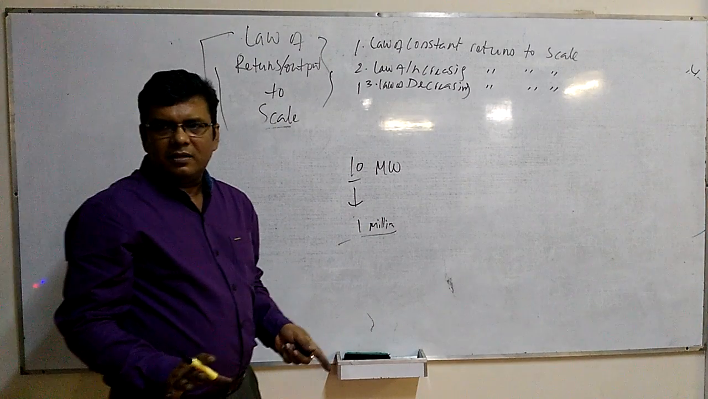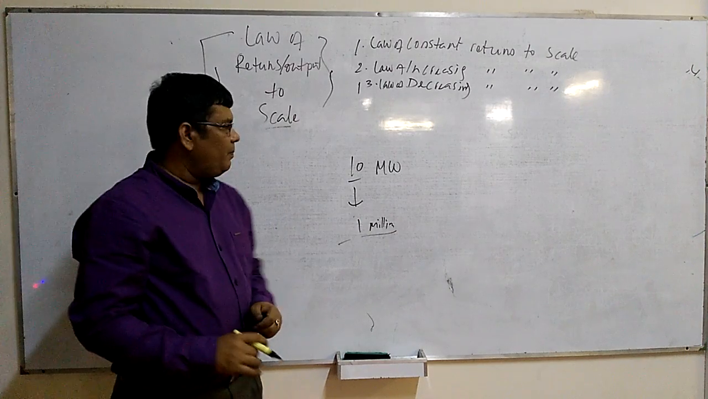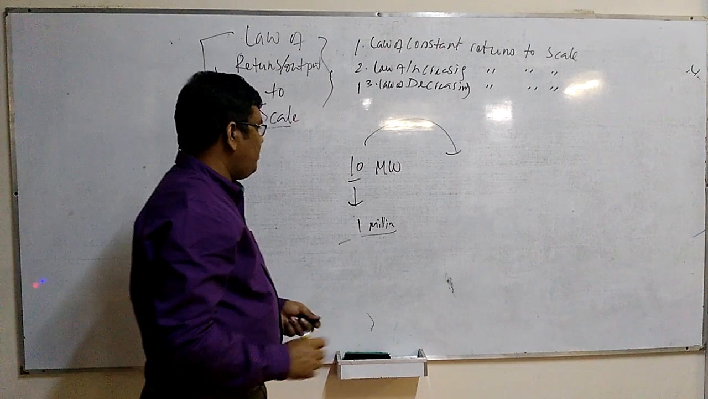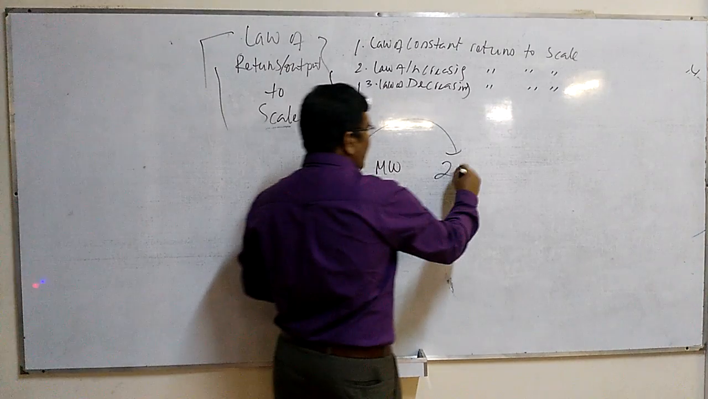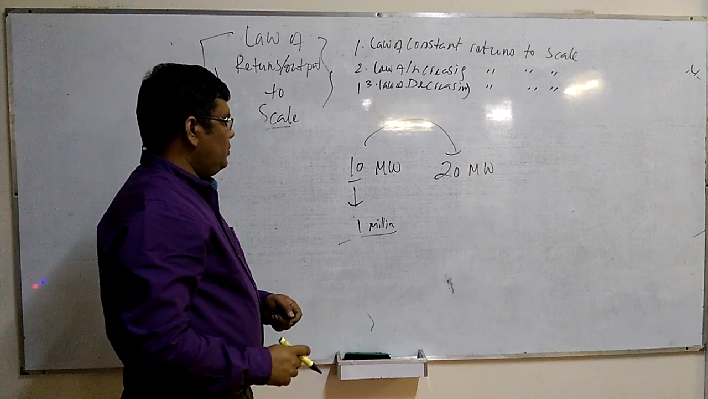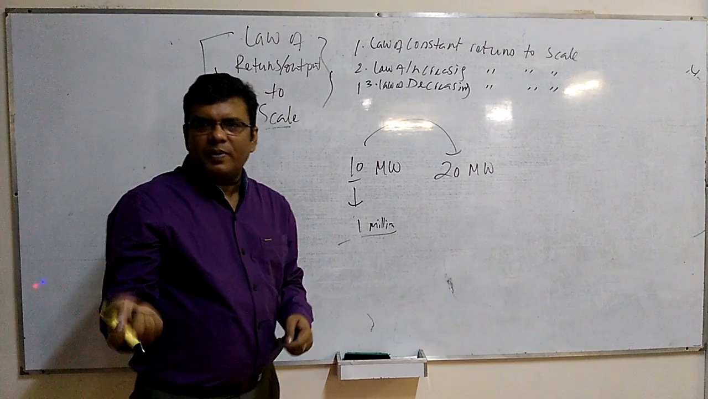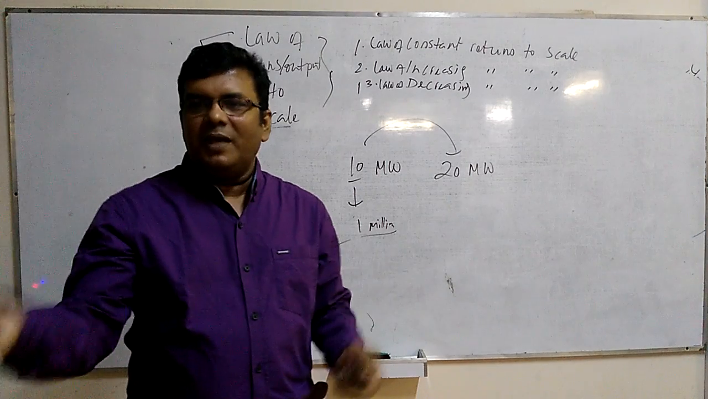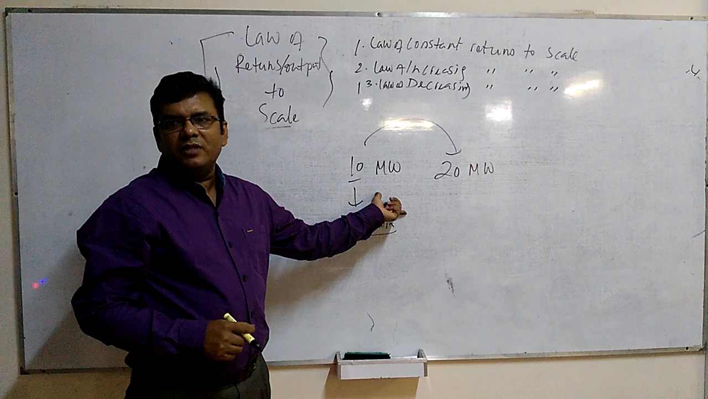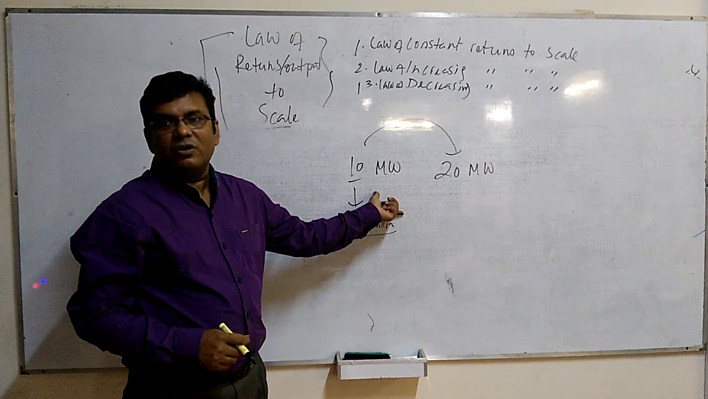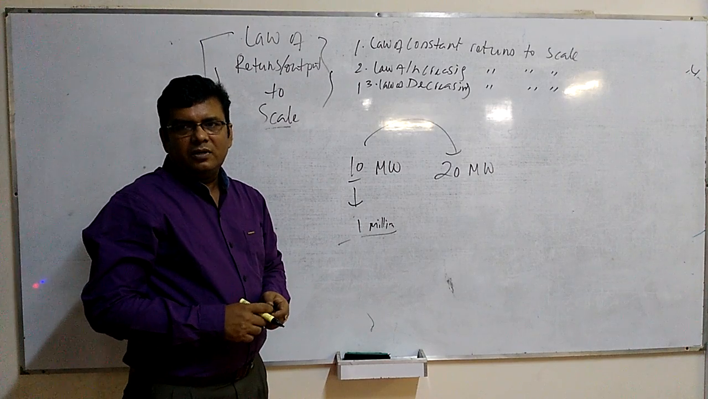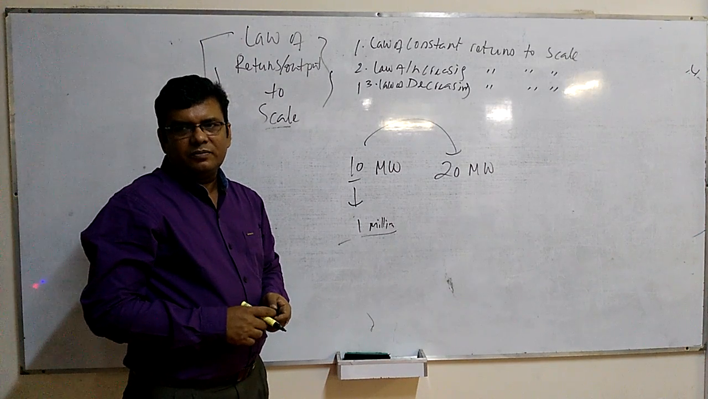Okay, 1 million. Production cost is 1 million. So now, the board of directors of that plant say we would like to make it 20 megawatt. So the operations manager has been requested to submit a proposal about the additional cost for this increase in the output. So what will be the additional cost?